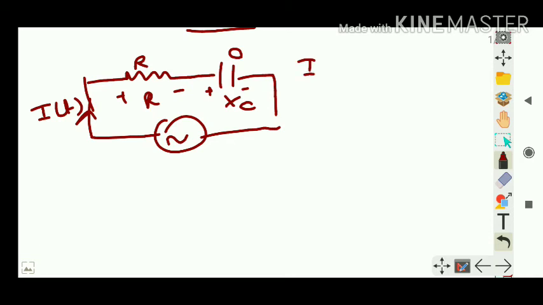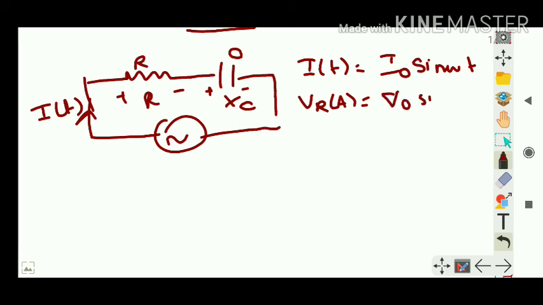Now what is the current? Let's assume this current is in sinusoidal form. It is I naught sine omega t. So what will be the resistance voltage? Just like the previous case, it will be V naught sine omega t. In place of V naught, I will write I naught R sine omega t. That is the case of VR of t, the voltage across the resistance.